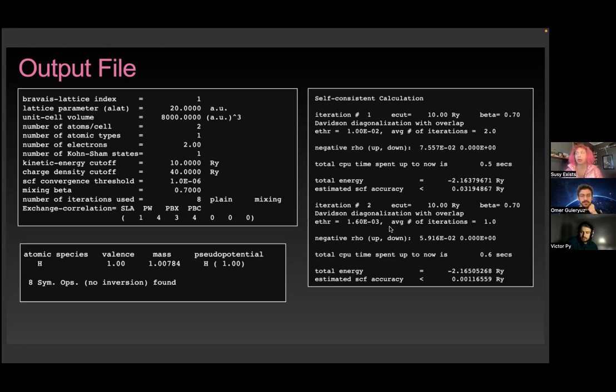And it's also not unusual to see a lot of iterations done, but the convergence hasn't been reached yet. So this is like a numerical problem. So in this case, we can maybe change our kinetic energy cutoff or charge density cutoff for the system to achieve better results. But in this case, we need to spend more time on the calculations.